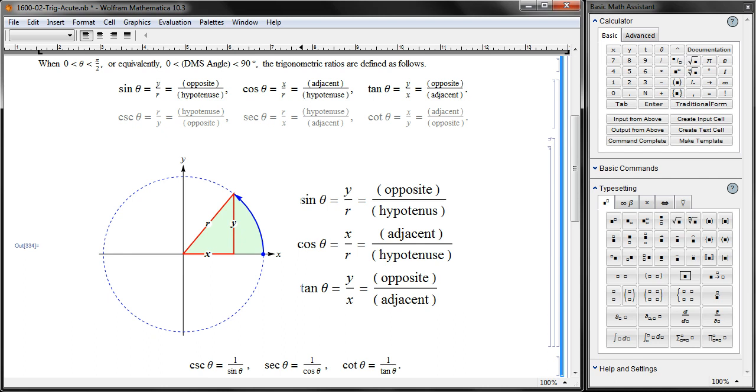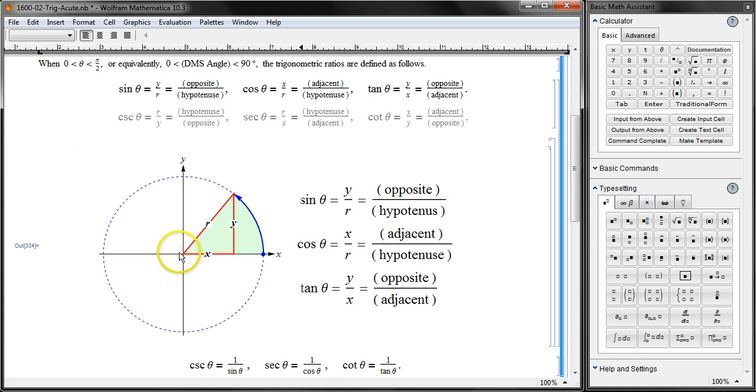You're looking at the definitions of sine, cosine, and tangent, the three standard trigonometric ratios, defined as opposite over hypotenuse, or y over r, vertical over radius, adjacent over hypotenuse, or x over r, horizontal over radius, and finally opposite over adjacent, y over x, or vertical over horizontal.